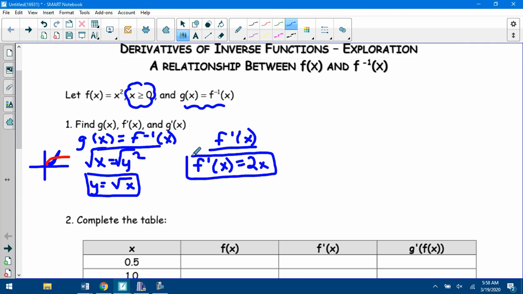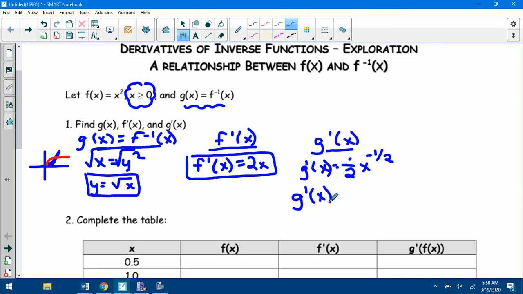Okay, and then finally find g prime of x. Okay, well again, g is f inverse, so this one over here. So that means g prime of x. I want to think of that as x to the 1/2 power. So that'd be 1/2 x to the negative 1/2, which I would rather write as g prime of x equals 1 over 2 radical x.